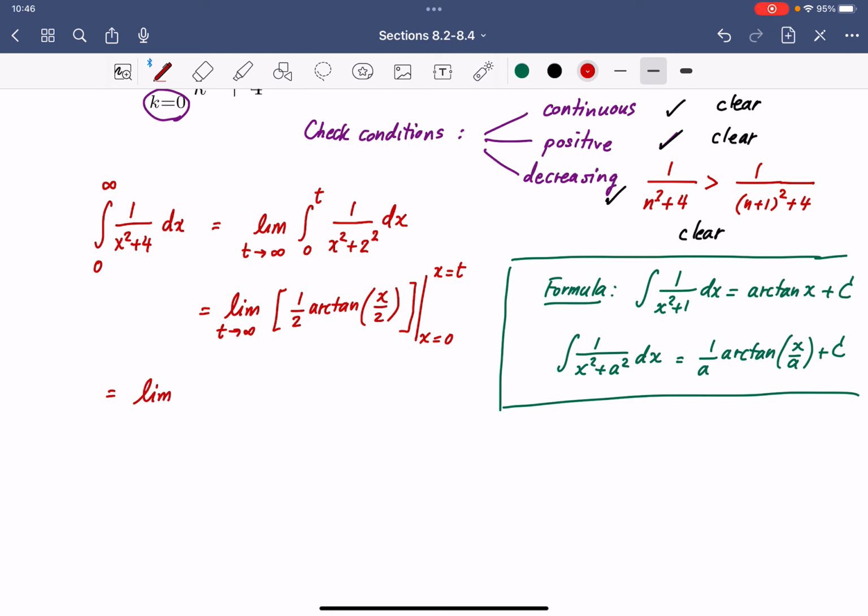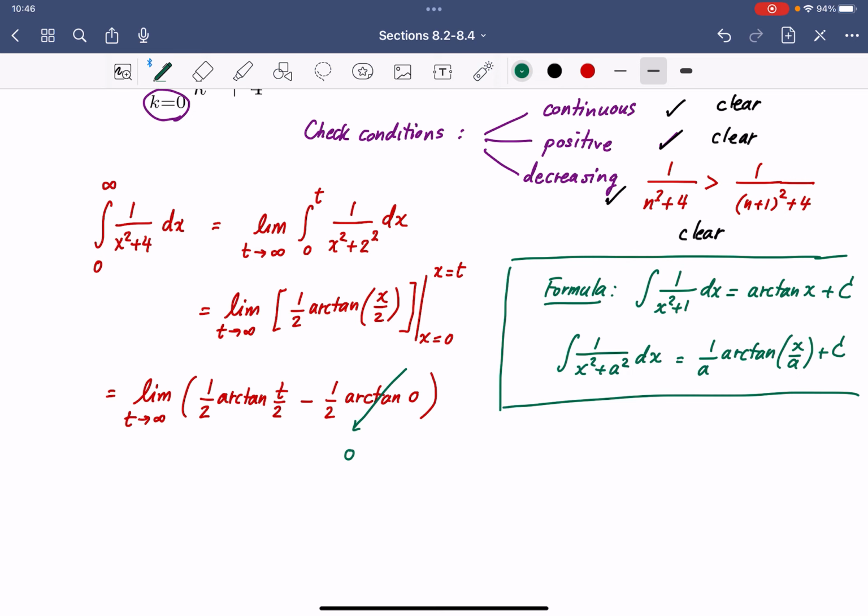You already integrated, so now you're trying to compute the limit here. So you're going to get 1/2 arctan(t over 2), and then minus 1/2 arctan(0). I plug in t and 0 over there, and arctan 0 is 0, right? Because tan 0 is 0, so arctan 0 is 0. So the second term disappears, and you only have 1/2 times arctan(t over 2).